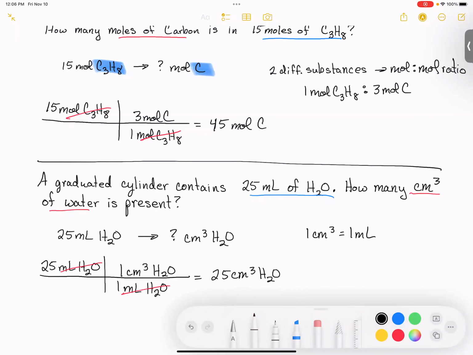Have you ever heard of the term CC, by the way? In medicine or in the medical field, they'll say, I'm going to give them a CC. They're giving them a centimeter cubed. That's what it stands for.